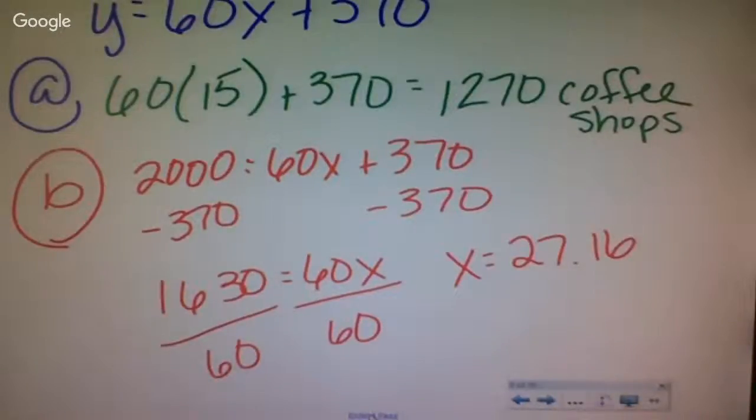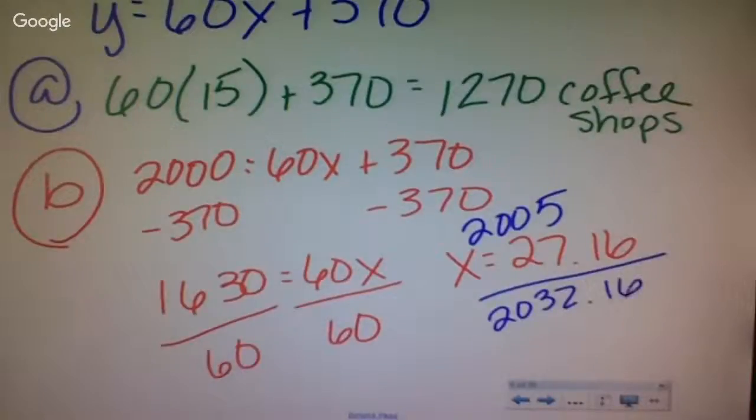Okay, we didn't answer the question yet, though. 27.16 years in the future. What year is that? Remember, we start in what? We started in 2005. This gives me 2032.16. So somewhere between 2032 and 2033, we've reached our 2,000 ship limit.